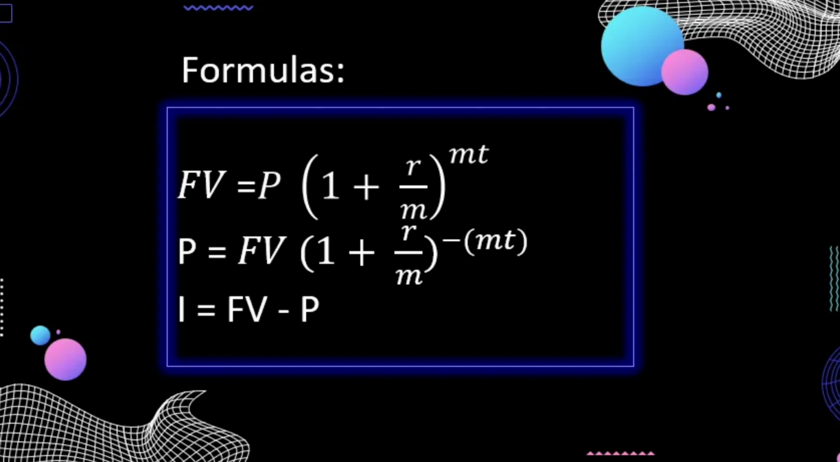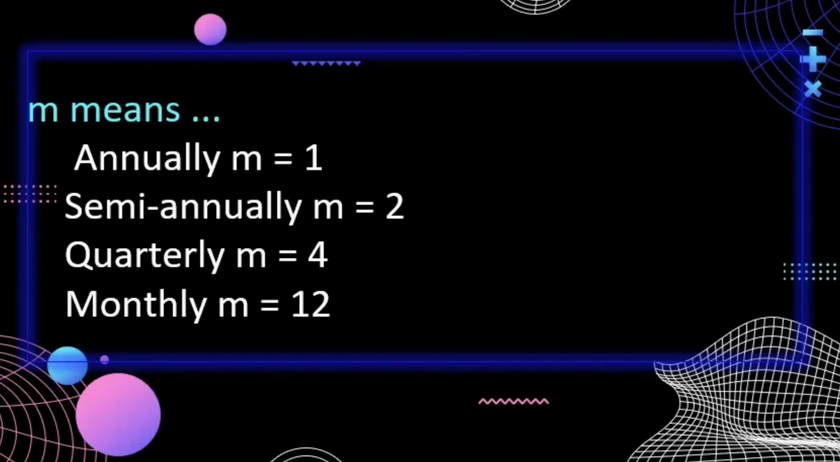So actually, M has a meaning. Annually means 1, semi-annually means 2, quarterly means 4, and lastly we have monthly, which is 12. So now that we know all the formulas, let's go to our first example.